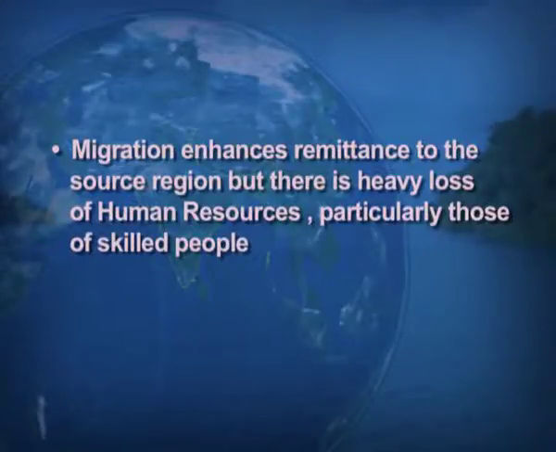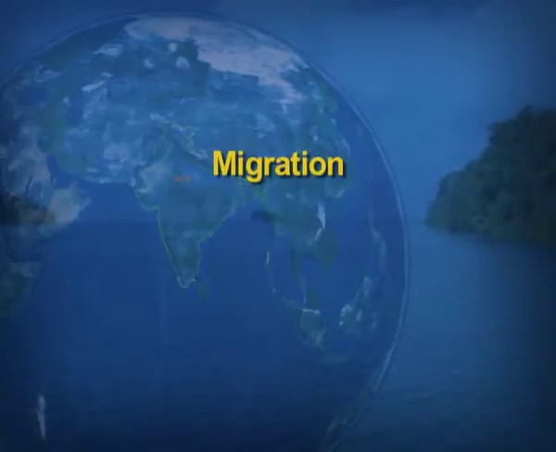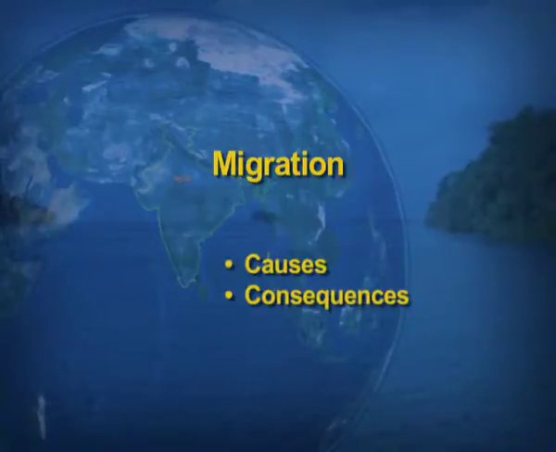Migration enhances the remittance to the source region, but there is a heavy loss of human resources. For example, children, when our IT professionals, the students who take the IT education, move out to foreign countries, then what happens? India is a loser of skilled people, but at the same time India receives quite a heavy amount of foreign currency also. So, children, till now we have discussed the chapter migration, its causes and consequences.